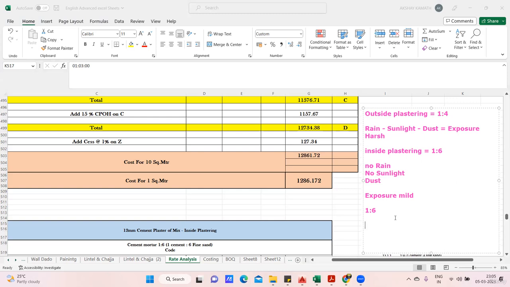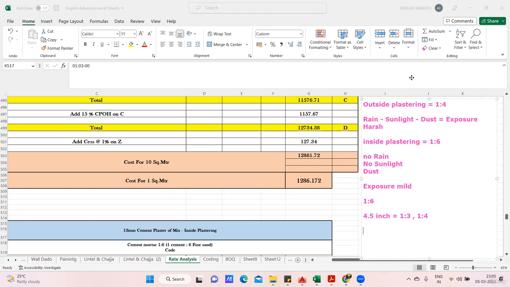Now the next question is, for 4.5 inch brick, we go with a ratio of 1 is to 3, or sometimes we can go with 1 is to 4. Why are you going with 1 is to 3 and 1 is to 4? The reason is that this 4.5 inch wall itself is weak, right?